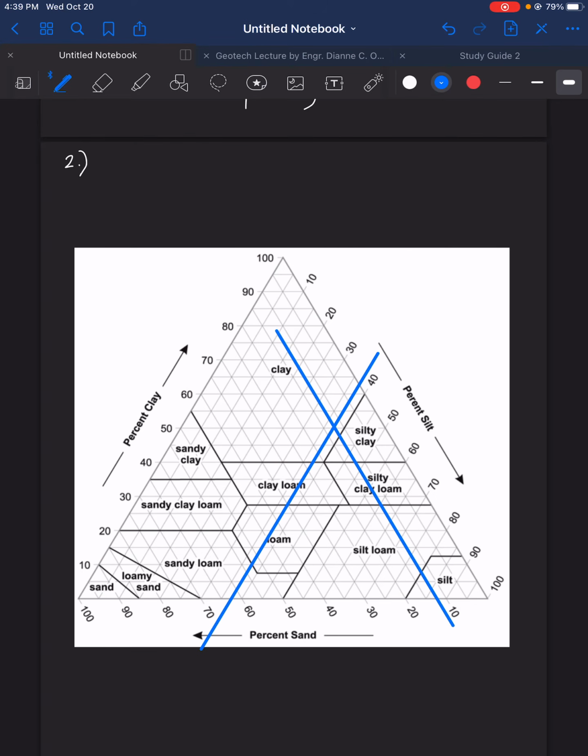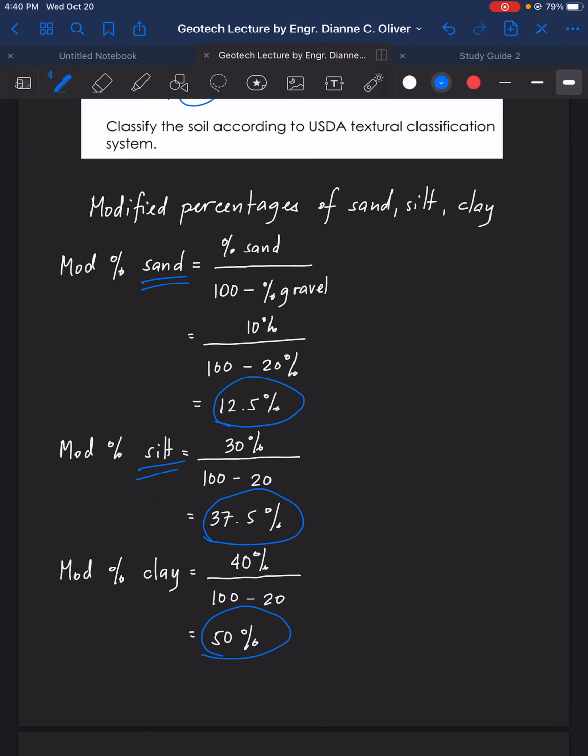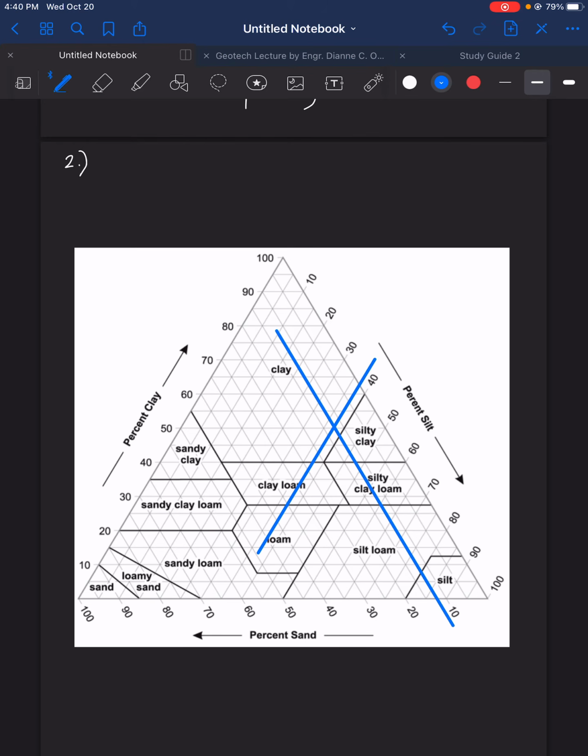Okay. Take note that the slant of the line is based on the given slant here. Okay, so here is the 37.5. And then finally, we have the percent of clay, 50%. So 50% clay is located here, 50% is this point here.